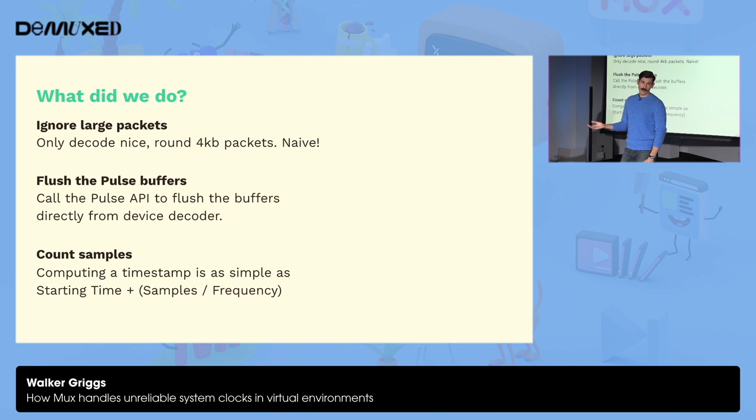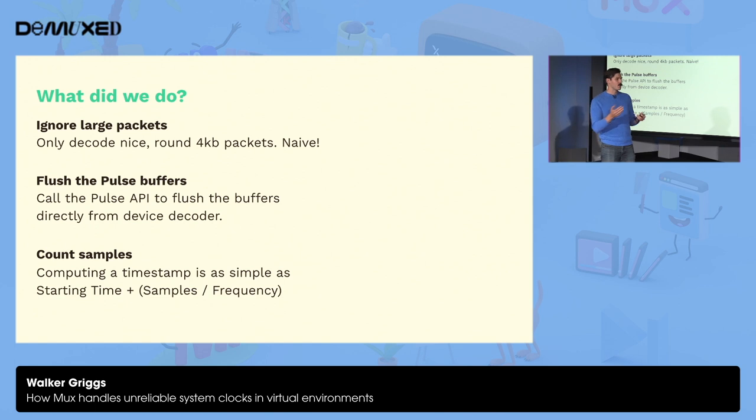That was the magic number that we settled at after a while, but this was fine. It worked in a controlled environment. I would never want this out in production for very obvious reasons, but it validated the hypothesis. The logical next step here is to flush the pulse buffers.